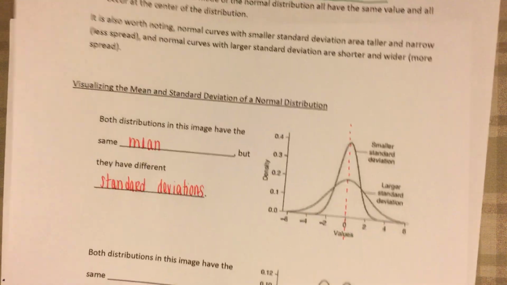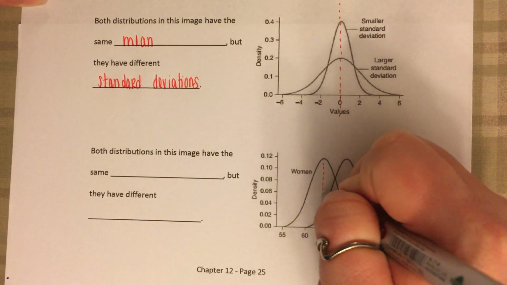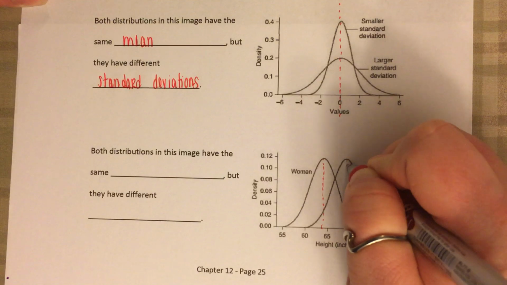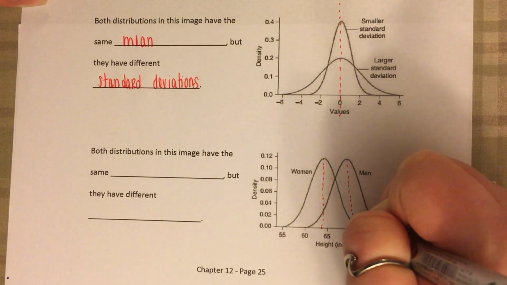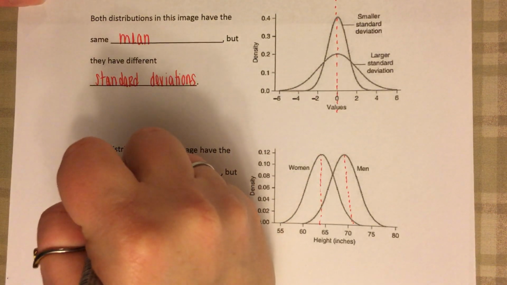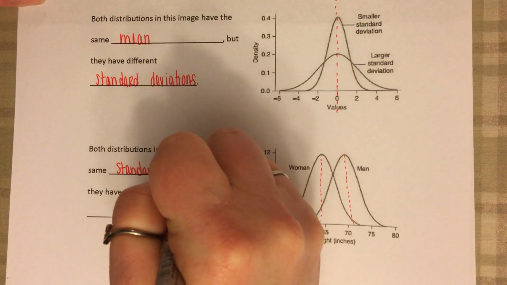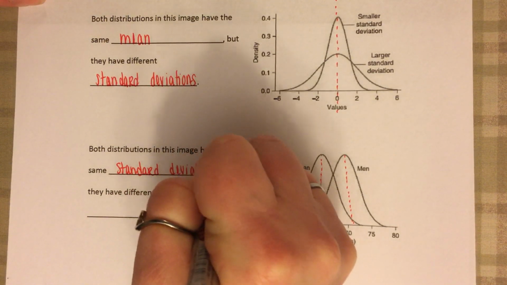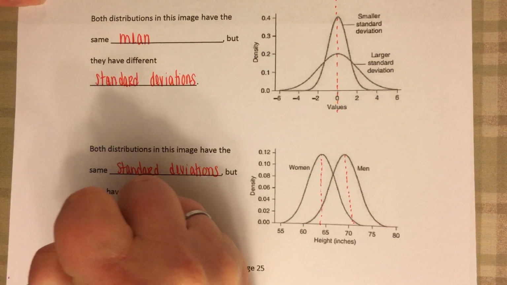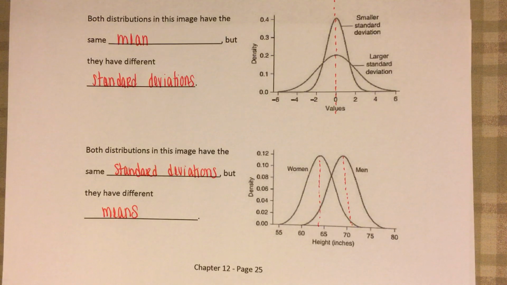Now if we compare this to the example below here, where our center point, notice for the women and the men, is different. So the point where they are symmetric is different, but they are relatively the same height and the same shape. So in this case, they would have the same standard deviations, but they would have different means. Different center points that they're symmetric about, but our shape and height are the same.